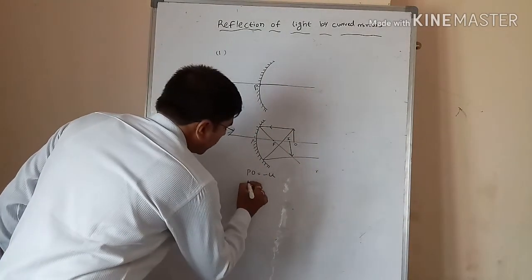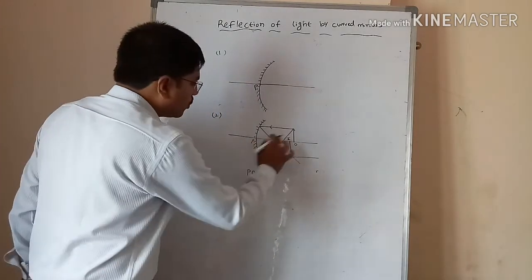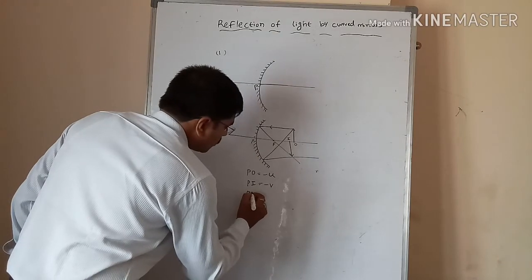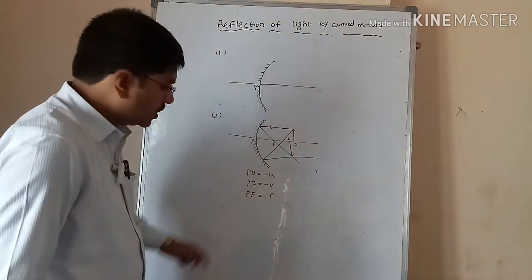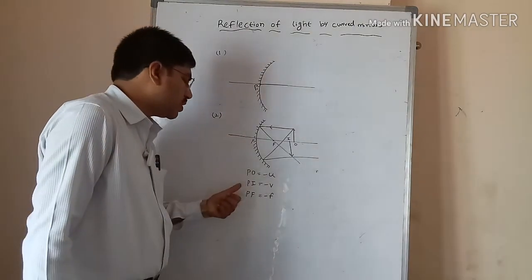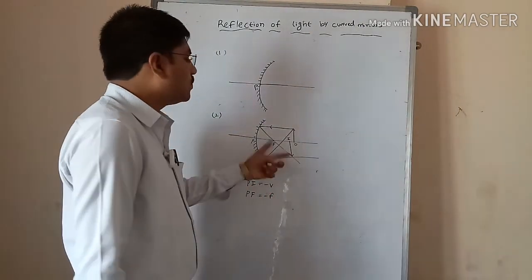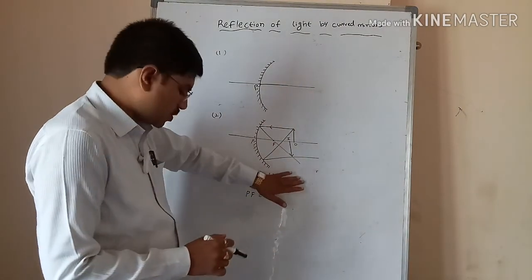Then what is PI? PI also we start the measurement from the pole only. That's why minus V. And PF, pole to focal point, is also minus F. So PO is minus U, PI is minus V, PF is also minus F. Everything should be negative. So these are the basic things what we have.